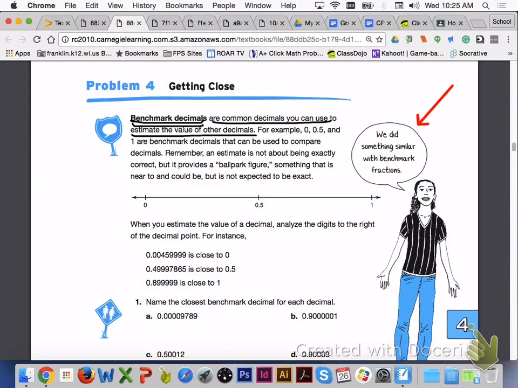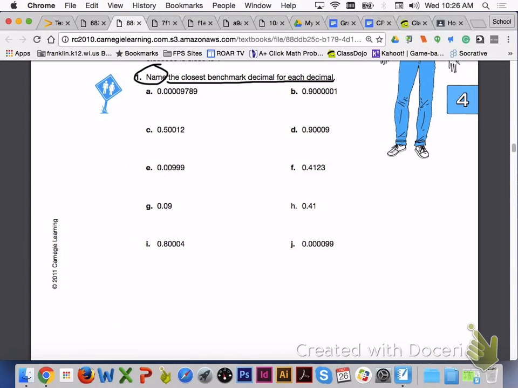When you are estimating the value of a decimal, analyze the digits to the right of the decimal point. For instance, this first decimal here is close to 0. The second decimal listed here is close to 1/2, and this third decimal is close to 1 whole. Answer number 1, letters A through J with your group members.